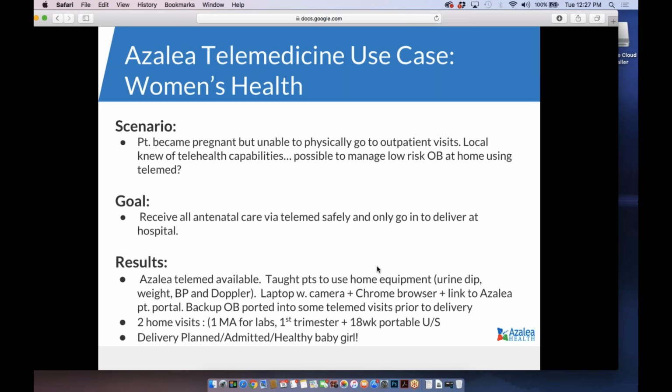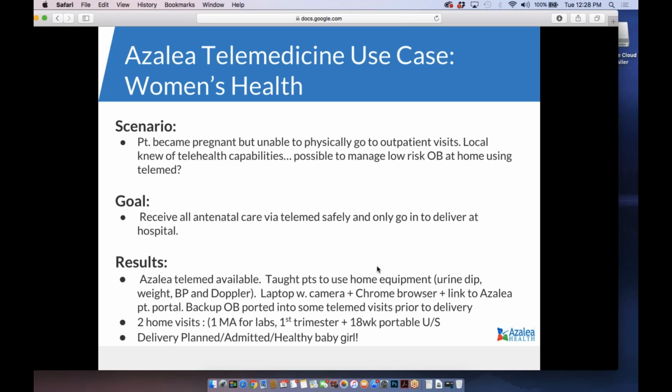We do, and we'll keep it as short as possible, but one of the scenarios that we thought was really interesting relative to the use of our telemedicine solution was one in which we had a patient who became pregnant but was unable to physically get to those outpatient visits for a number of reasons, but knew in her community of some of the telehealth capabilities that had been cropping up, and approached her OB wondering if it was possible to manage that at home via telemed throughout the pregnancy. And so the goal was that that patient would be able to receive all of their antenatal care via telemed for the duration of the pregnancy, and then only go in to deliver ultimately at the hospital.